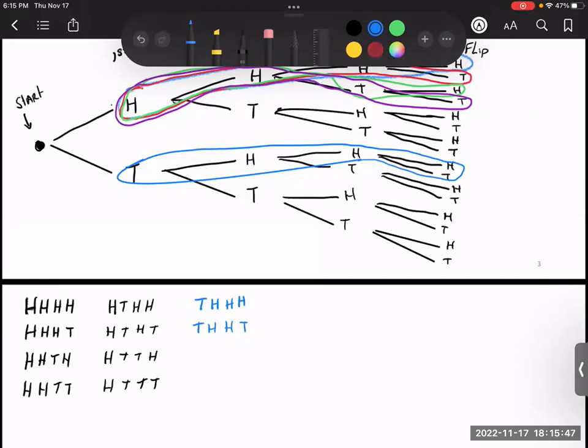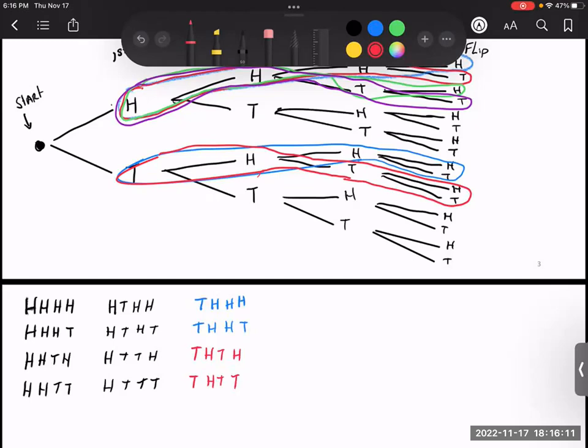You could have also had tails, heads, right? That's your first and second flip. But now your third flip is going to be the tails. Your fourth flip, however, could still be heads or tails. So this is going to be tails, heads, tails, heads, and tails, heads, tails, tails.